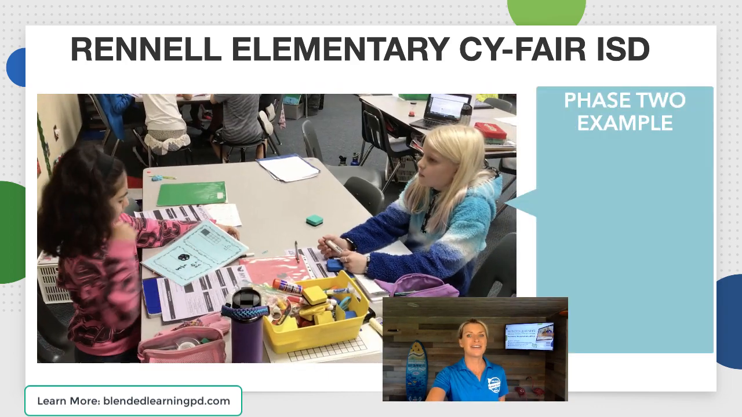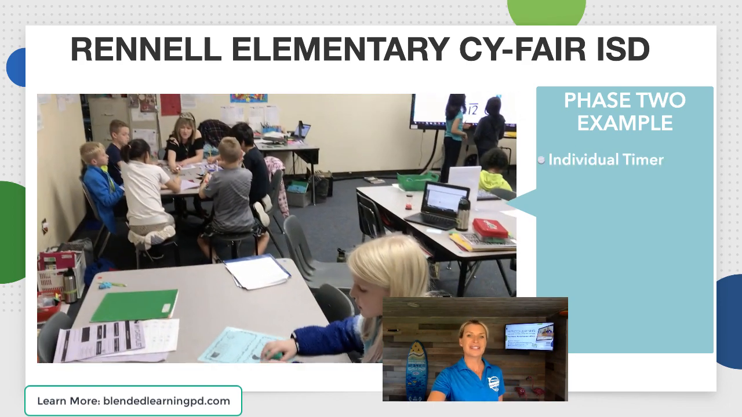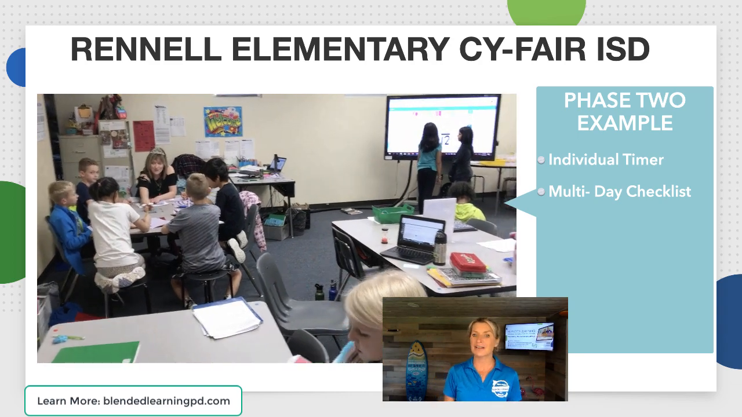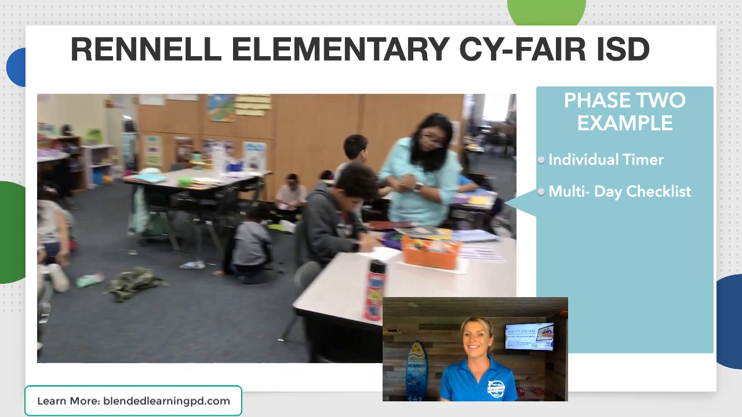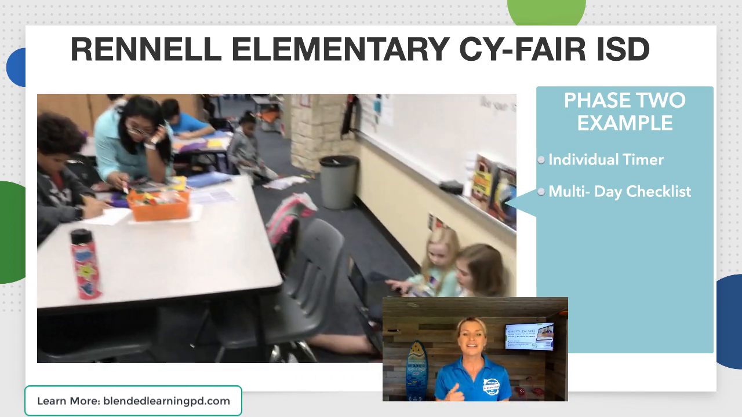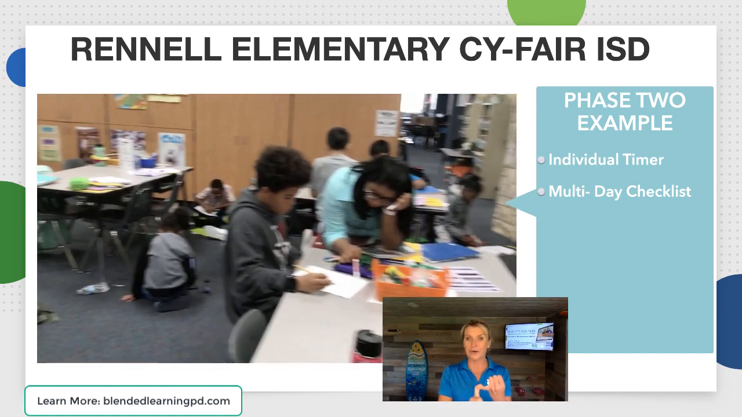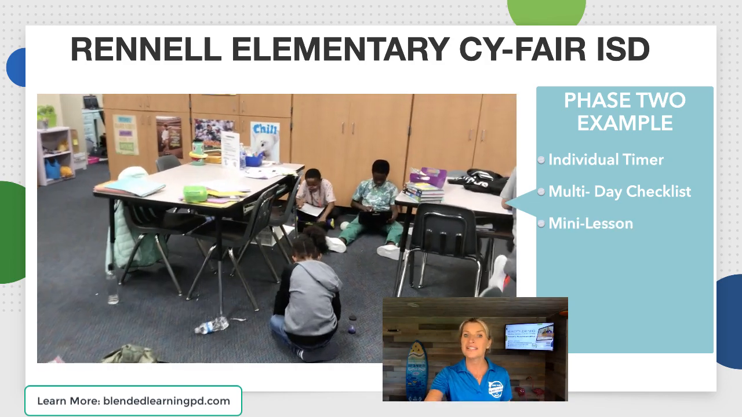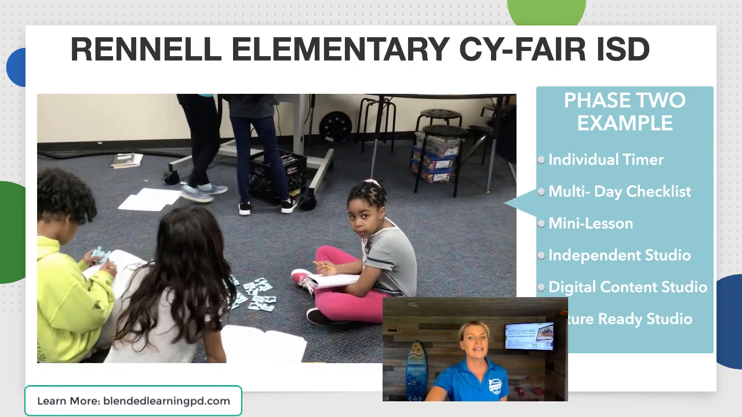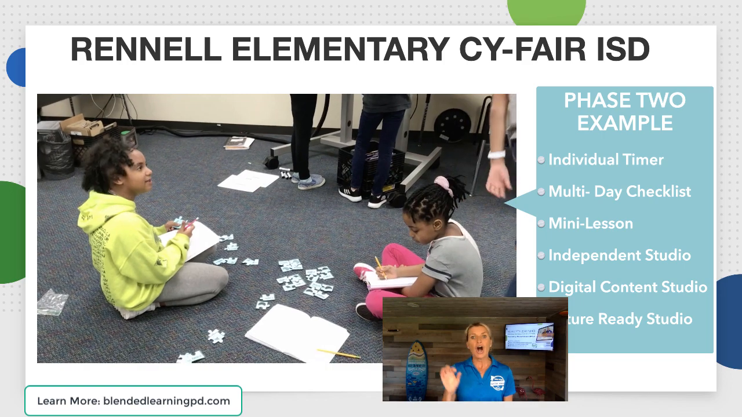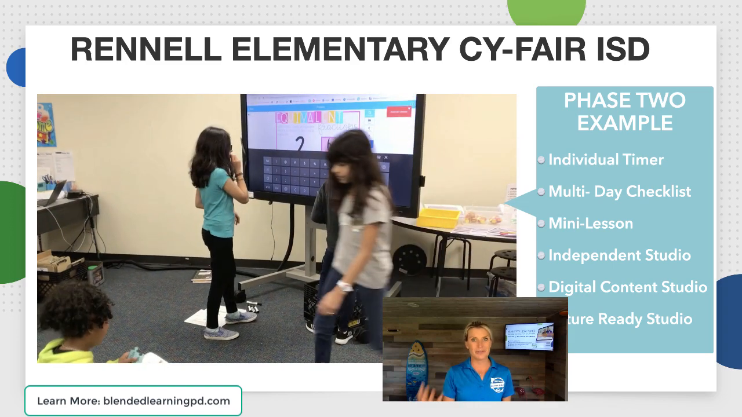All right, what does it look like in phase two? This video was taken in December, and in phase two, there are individual timers. The students have their own timer. They have a multi-day checklist. You're going to see that checklist example right now. Read just one quick second on the table. It's that purple piece of paper. The students carry it around with them as they travel, and they mark off what they've completed and what they need to do next. They're working at their own pace, place, and path while the teacher is teaching a mini lesson with a group of students. There's independent practice, digital content, and of course, hands-on learning. All of these studios are composed to teach the same concept, but in four different learning modalities.